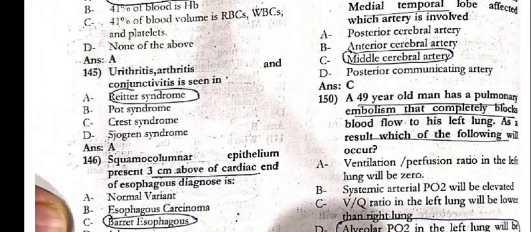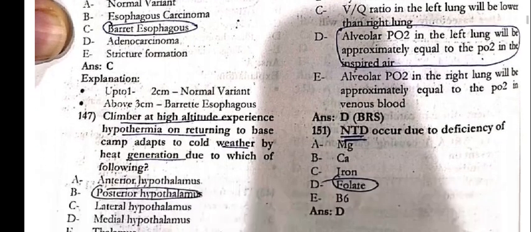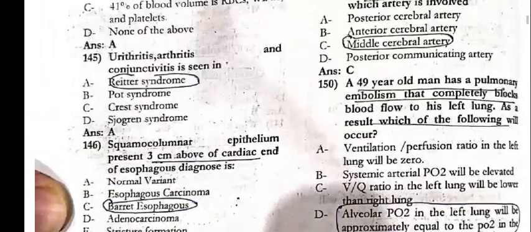Arthritis and conjunctivitis, that is a combination of Reiter syndrome. The squamocolumnar epithelium present 3 cm above the cardiac end of the esophagus, diagnosis the Barrett's esophagus. Next, a climber at high altitude experiences hypothermia. On returning to base camp, adapts to cold weather by heat generation due to which of the following? That is the posterior hypothalamus.